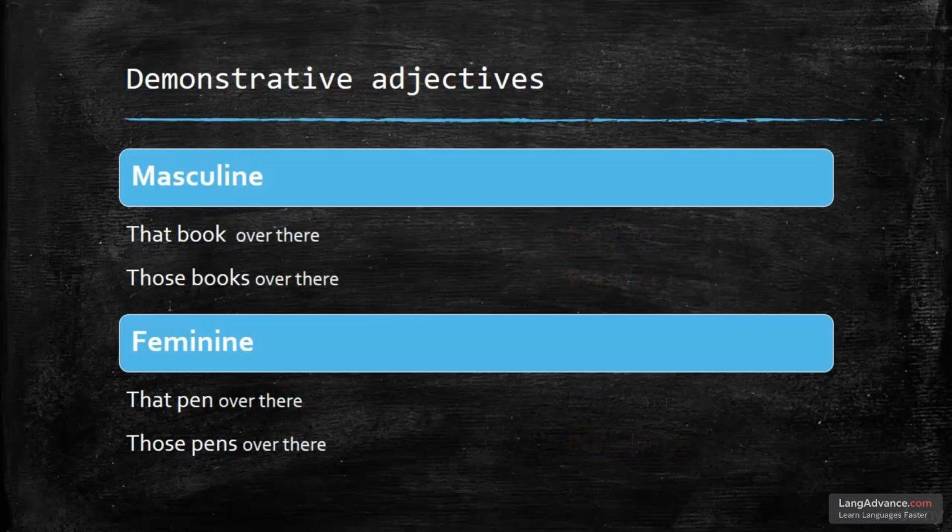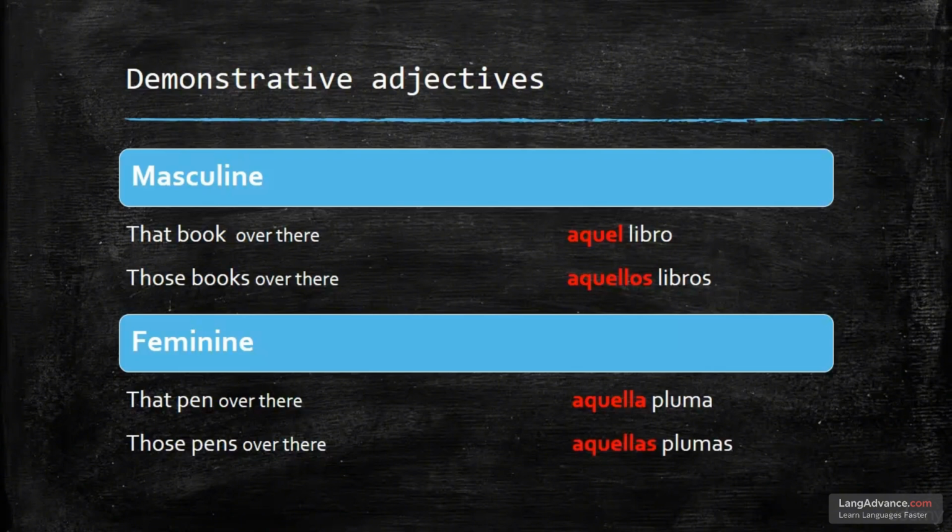That book over there translates to aquel libro. Those books over there will be aquellos libros. That pen over there, aquella pluma. And those pens over there becomes aquellas plumas.